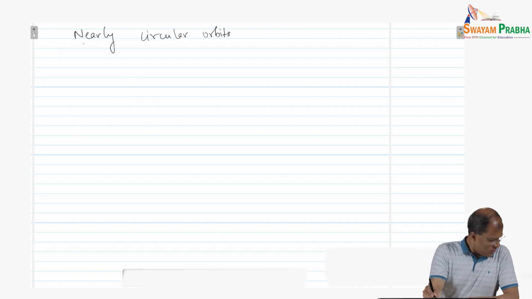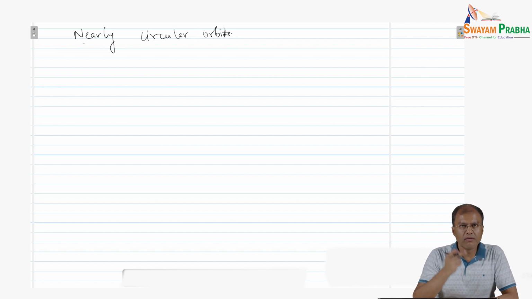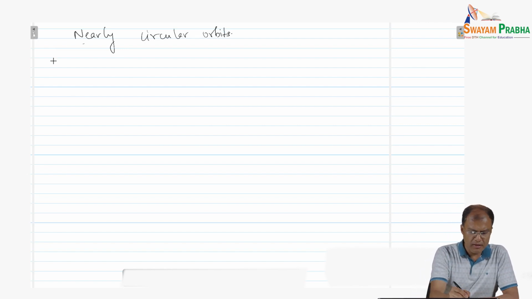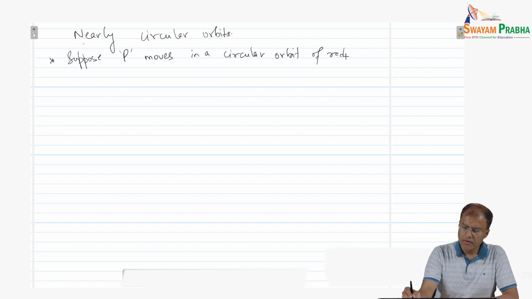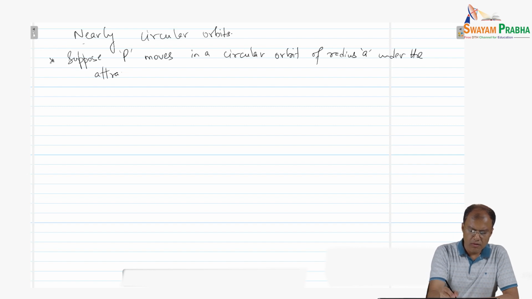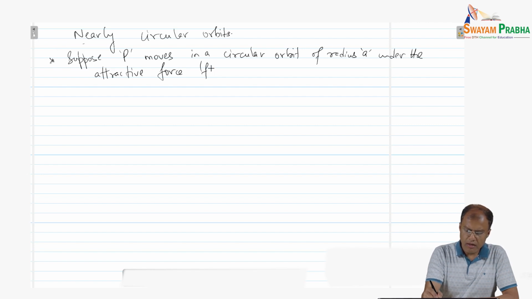Okay. So, let us say to begin with, suppose our particle under consideration P moves in a circular orbit of radius a under the attractive force F of r per unit mass.